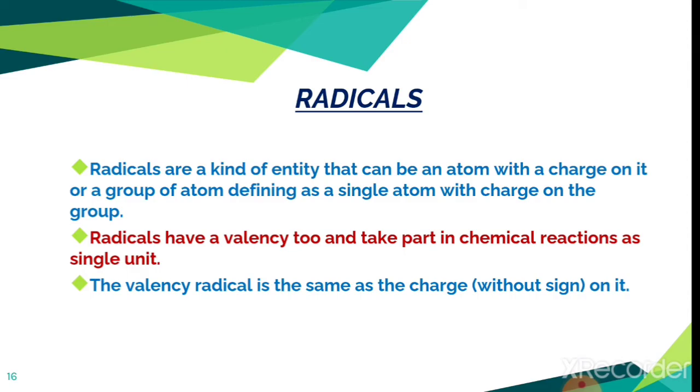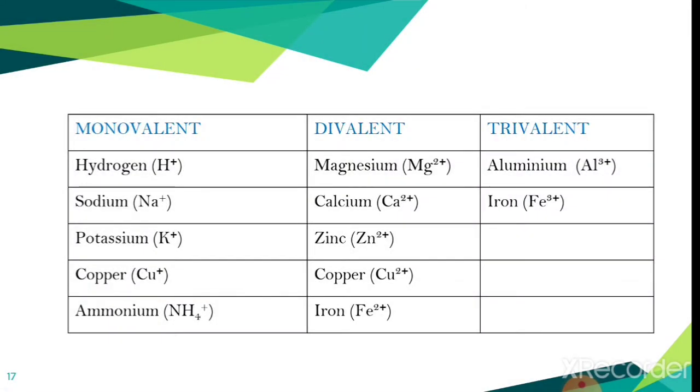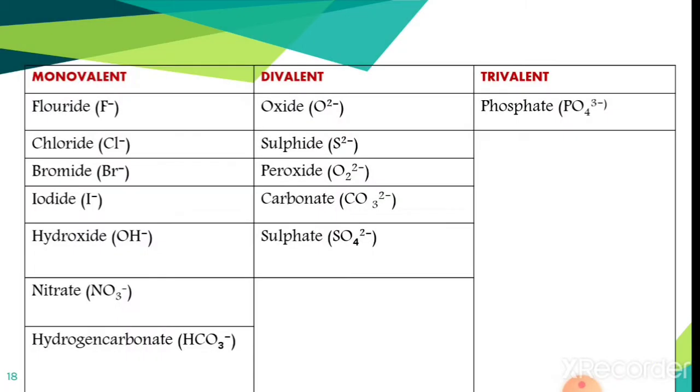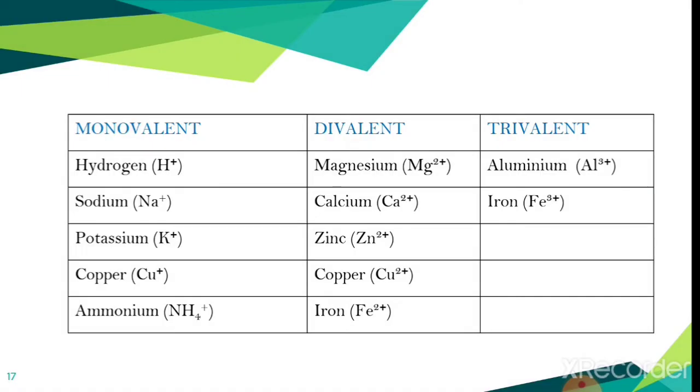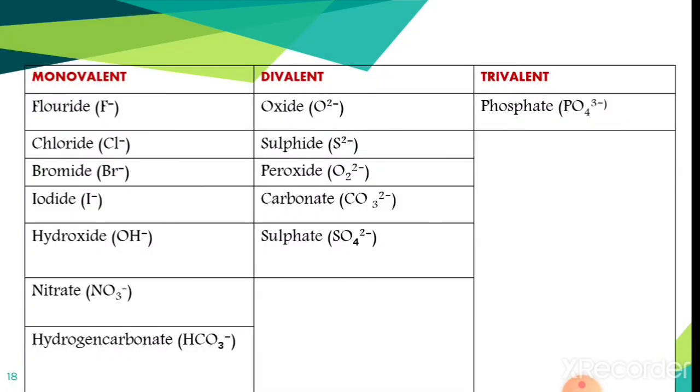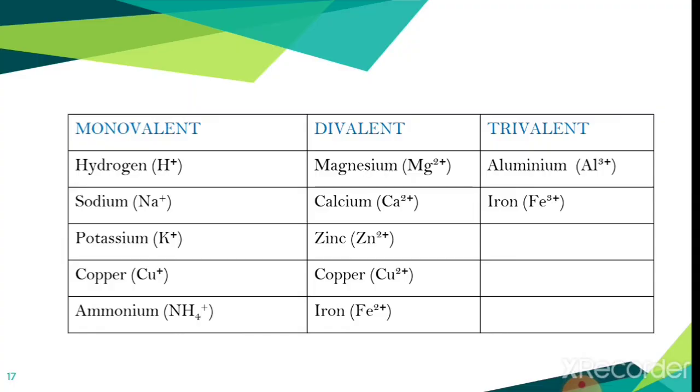So let's see some radicals. Radicals are mainly classified into two: one is the positive radical and another is the negative radical. Okay, positive radicals are again classified into monovalent, divalent and trivalent. Similarly, negative radicals are again classified into monovalent, divalent and trivalent.